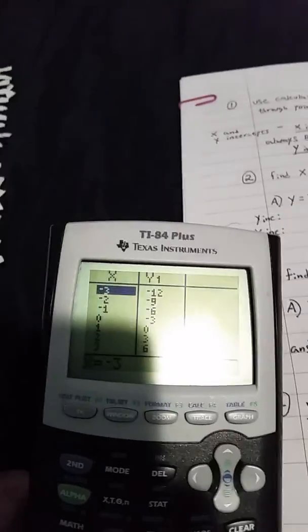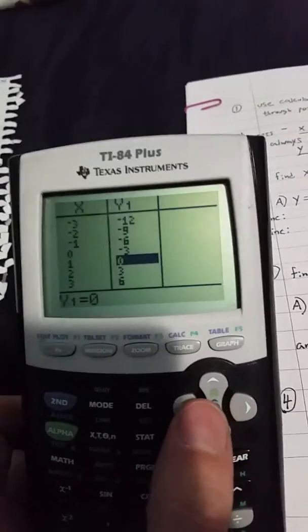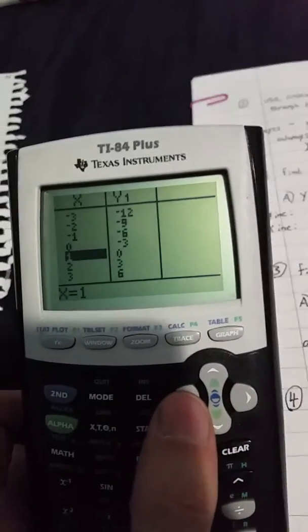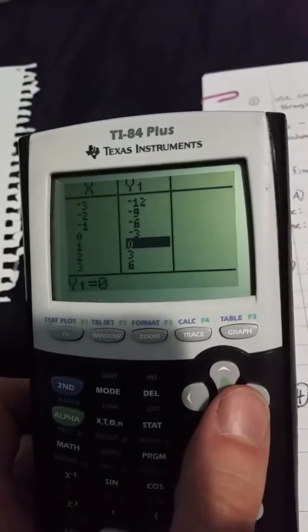Now remember, the x-intercept is when y is 0. So we look for when y is 0. You go down, you see over here, y is 0. X is what? 1. That means the x-intercept, the point, is 1, 0.